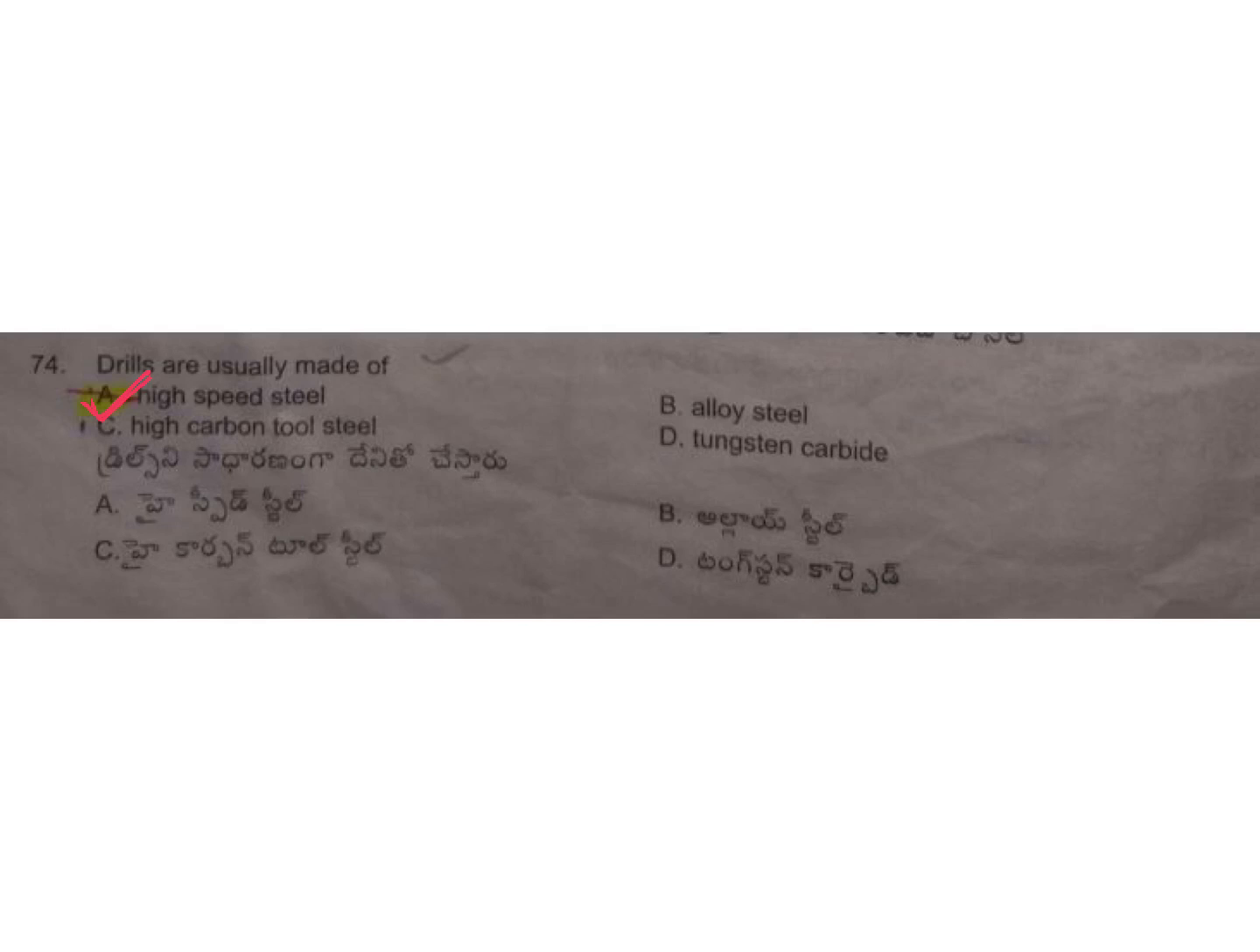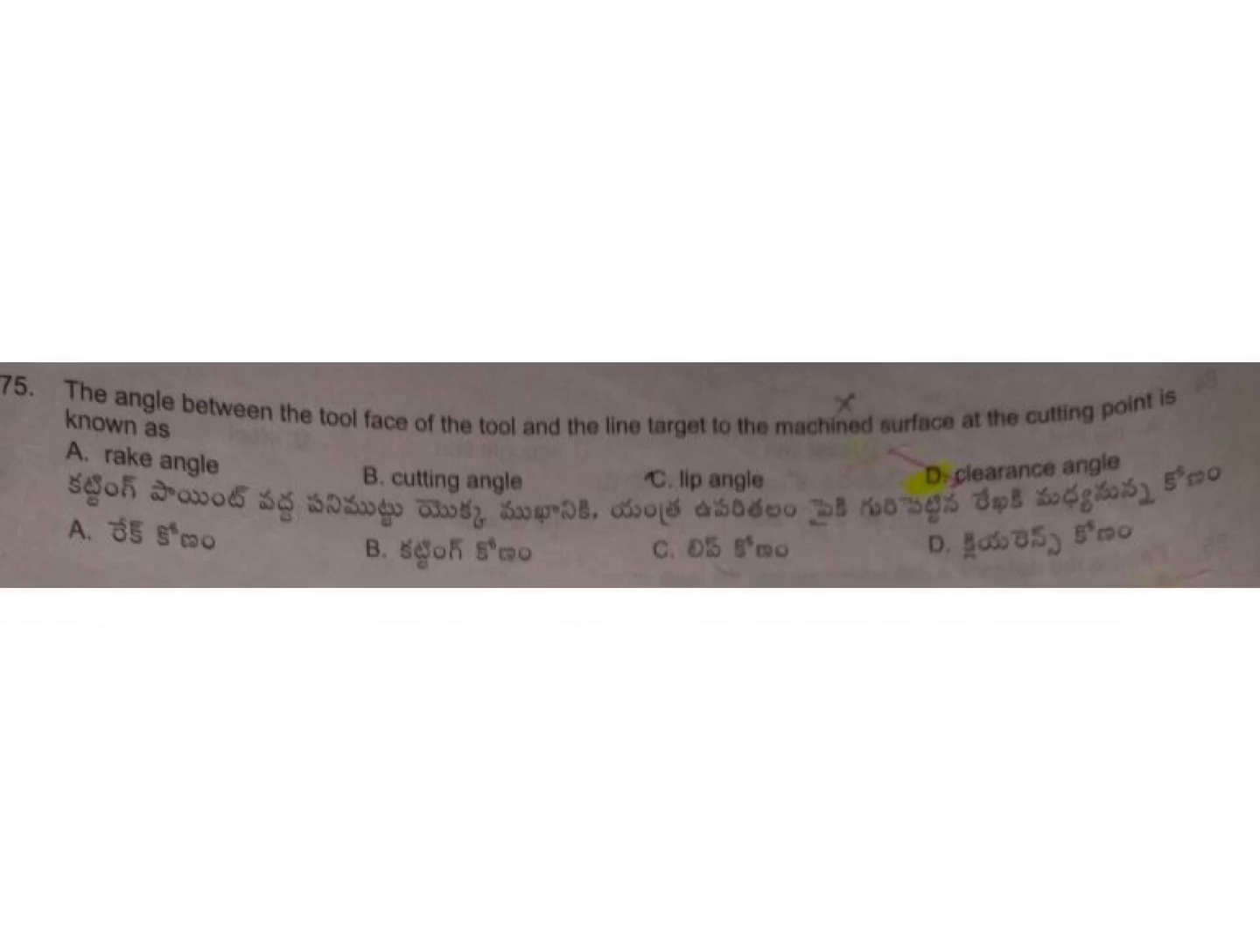Here the question is, the angle between the tool face of the tool and line tangent to the machined surface at the cutting point is known as rake angle. This is not the clearance angle. D is the answer. Lip angle is here. Rake angle, this is rake angle.